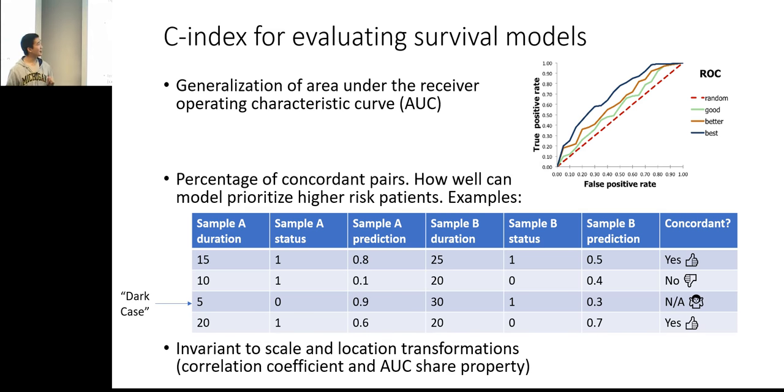Now, another interesting fact about the C-index is it's invariant to scale and location transformations. Pearson and Spearman correlations and the AUC also share this property. So it doesn't matter what the actual values of your predictions are. All that matters is the relative values.